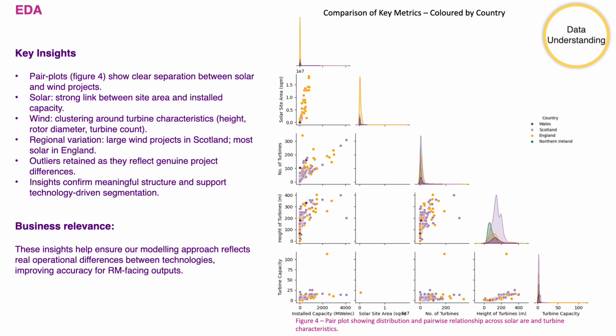Building on the distribution analysis from the box plots, the pair plots provide further insights. Most solar projects are in England. Larger wind projects are concentrated in Scotland. Outliers often reflect genuine mega projects, so I kept them, which confirms that applying K-means clustering and using linear regression on the clusters can capture real operational differences between the technologies.